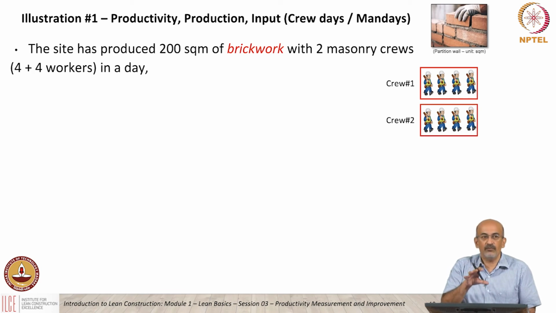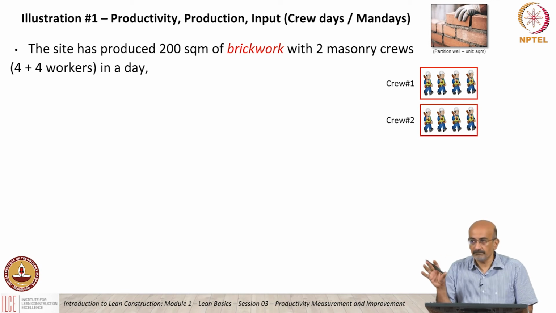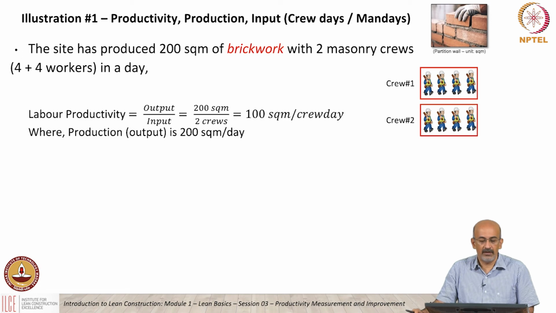So in this part, I think this is a fairly simple example to illustrate what each means. Just take a look at this. You have a site that has produced 200 square meters of brickwork with 2 masonry crew. So what is the production? Production is 200. Okay, so production will be 200. And what is the productivity?